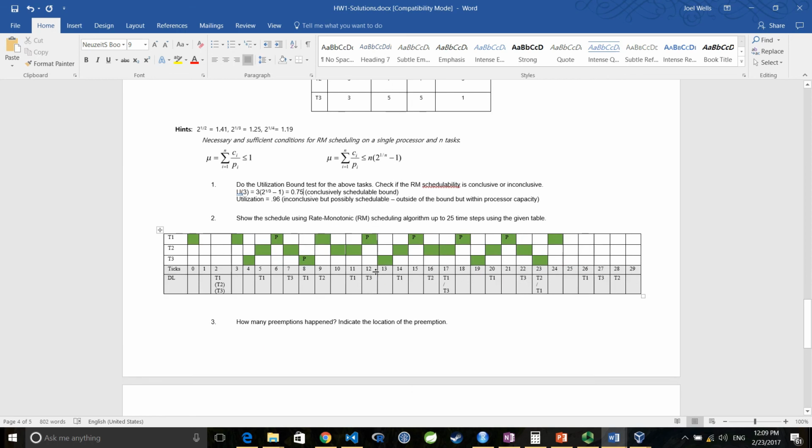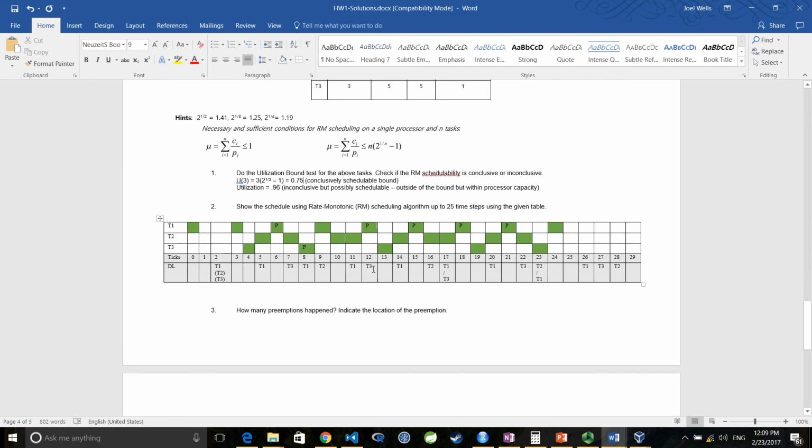So let's look at rate monotonic. Anybody want to tell me what rate monotonic is?